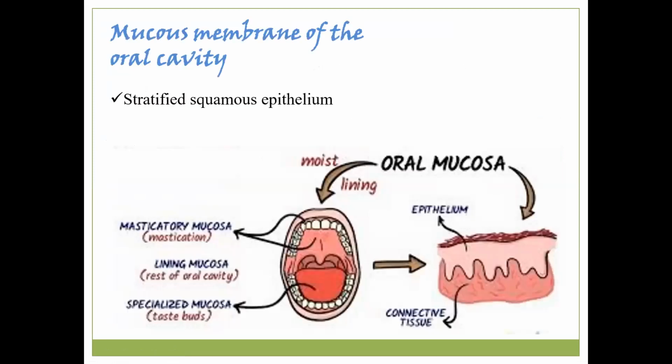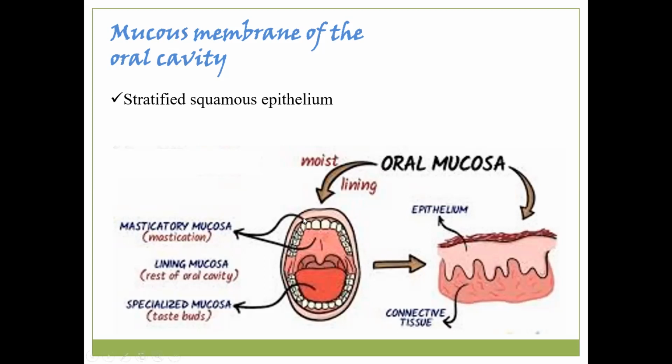Then let's talk about the mucous membrane of the oral cavity somewhat deeper. This mucous membrane is a stratified squamous epithelium. This oral mucosa is also called a moist lining. This moist lining can be broadly categorized as masticatory mucosa, lining mucosa, and specialized mucosa.